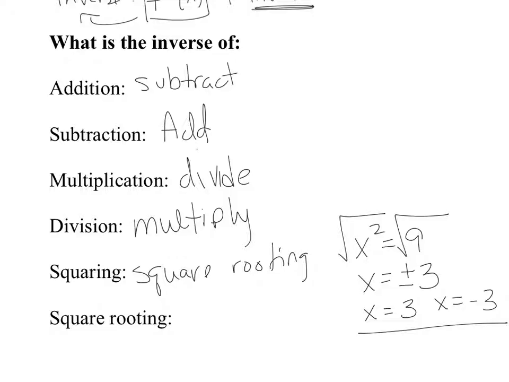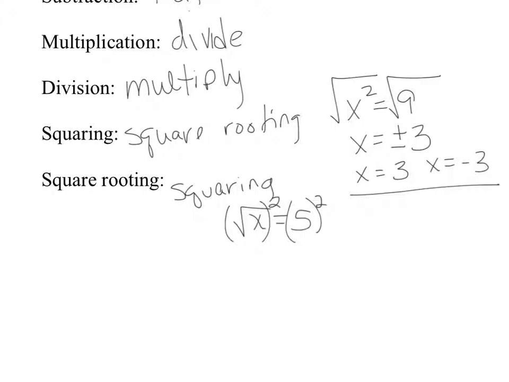And the inverse of square rooting is squaring. You've all done this before. It's like the square root of x equals 5. In order to get rid of that radical and get the x by itself, we simply square both sides. When we square both sides, these cancel themselves out, and it's x equals 25. When you square 5, it's just 25.